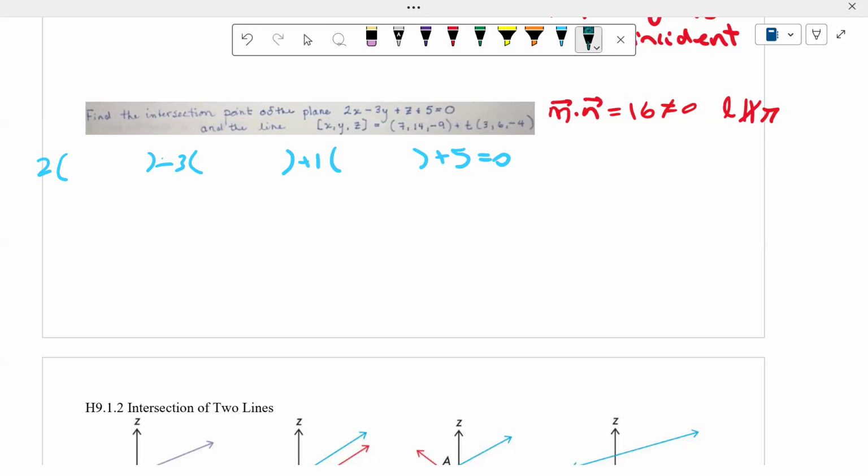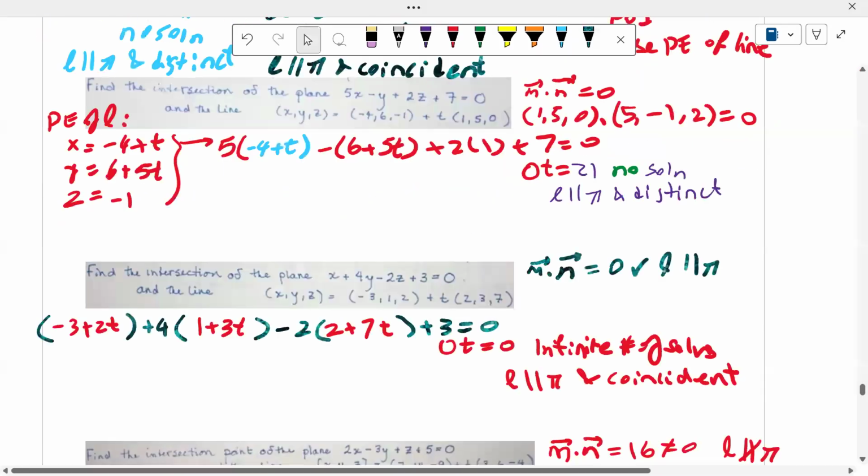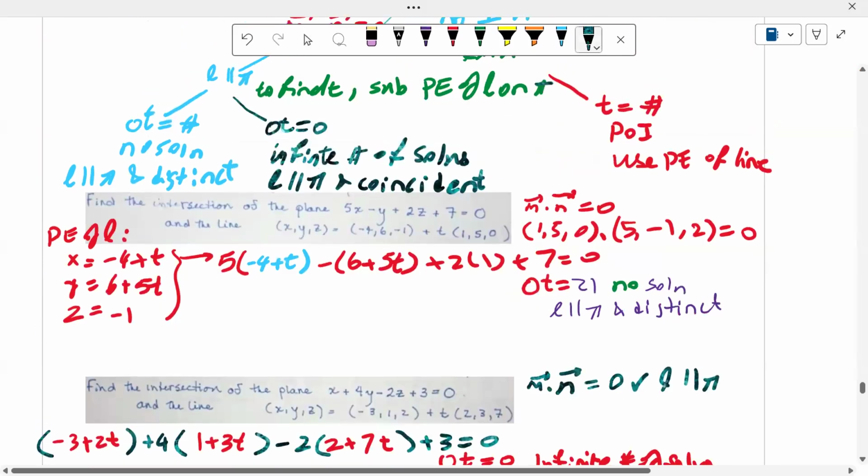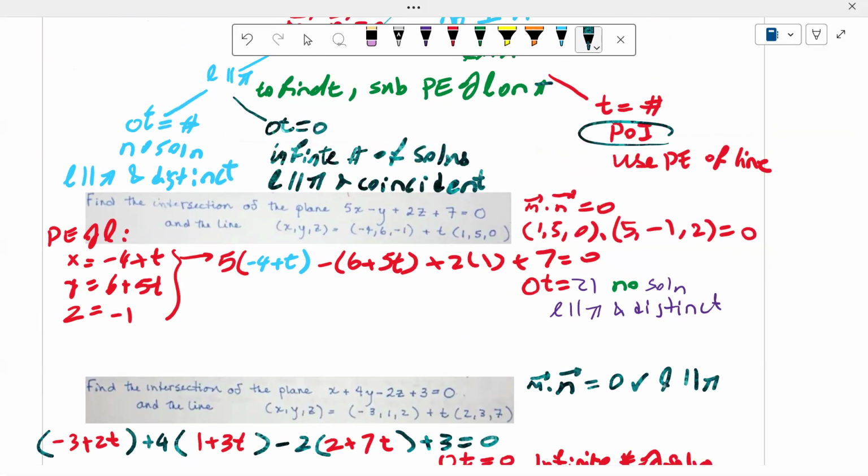Now I'm going to put the parametric equation into this one. The parametric equation is 7 plus 3t, and this one is 14 plus 6t, and minus 9 minus 4t. If I do this and simplify it, I get t is equal to negative 2. Because I have a number, I have a point of intersection. Therefore, I use the parametric equation of the line to find the point of intersection.